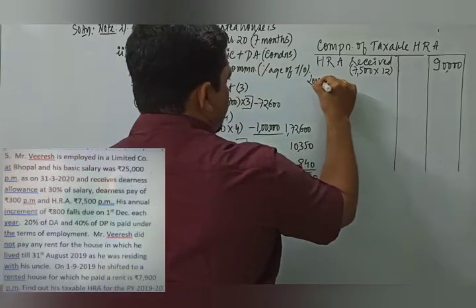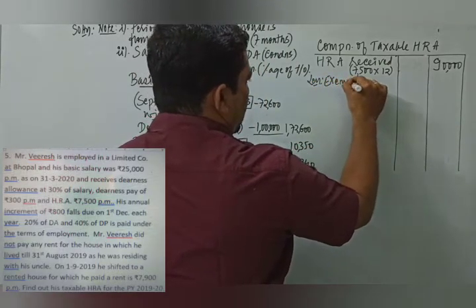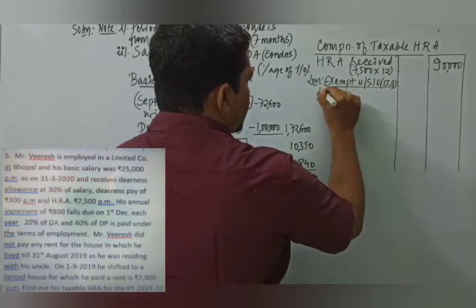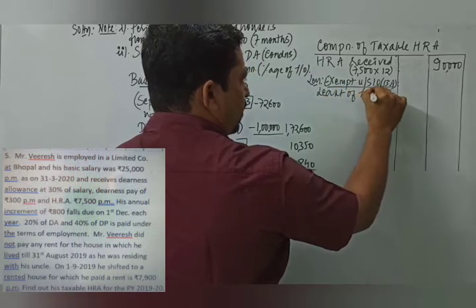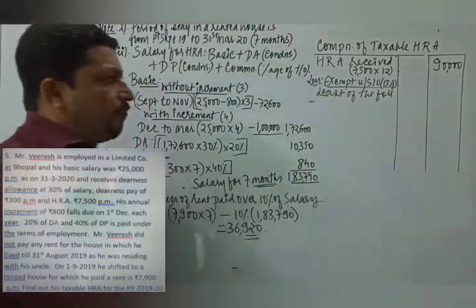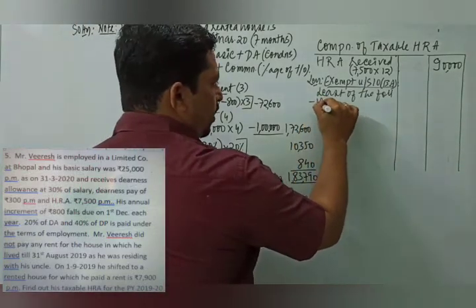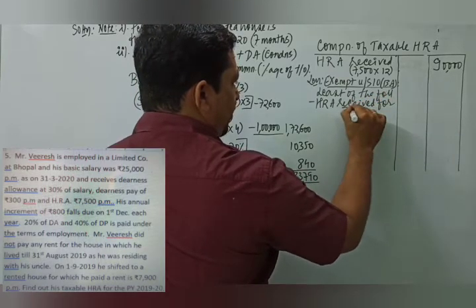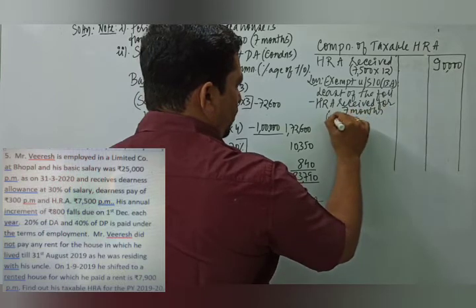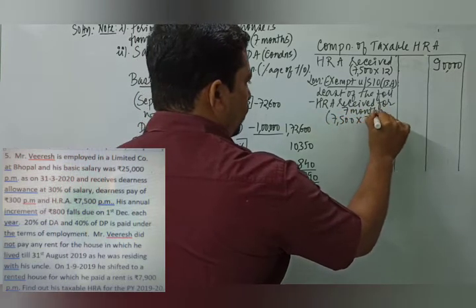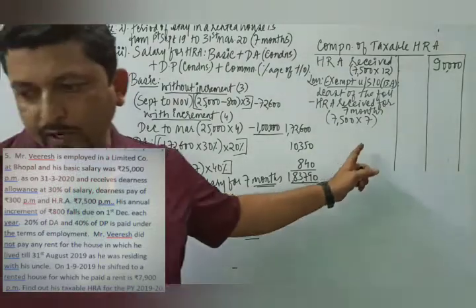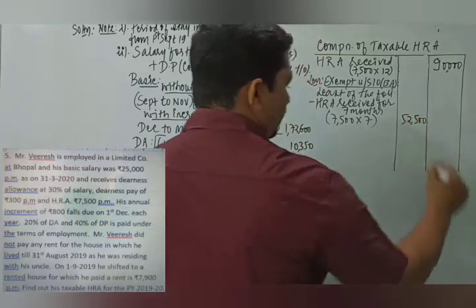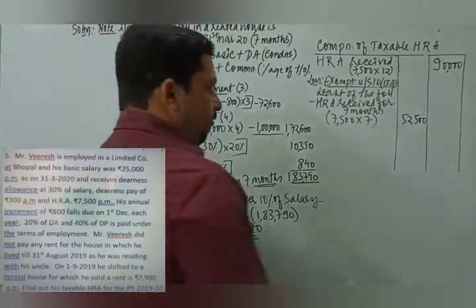Then I write less exempt under section 10 subsection 13a. Least of the following. The first one would be HRA received for the relevant period. HRA received for 7 months. 7 months is the relevant period in this problem. So you get 7,500 into 7. 7,500 into 7 would work out to 52,500.